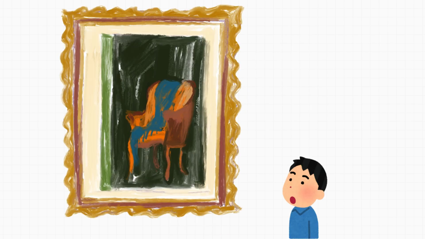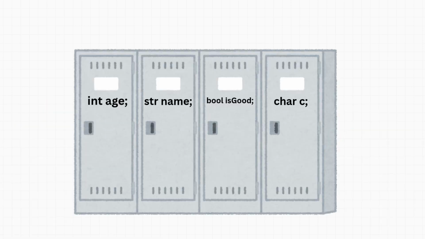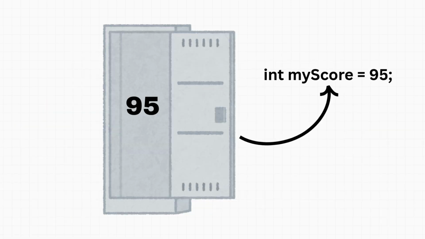Conclusion. So here's the big picture. A variable is a named storage space, like a school locker. You declare it, initialize it, and sometimes update it.